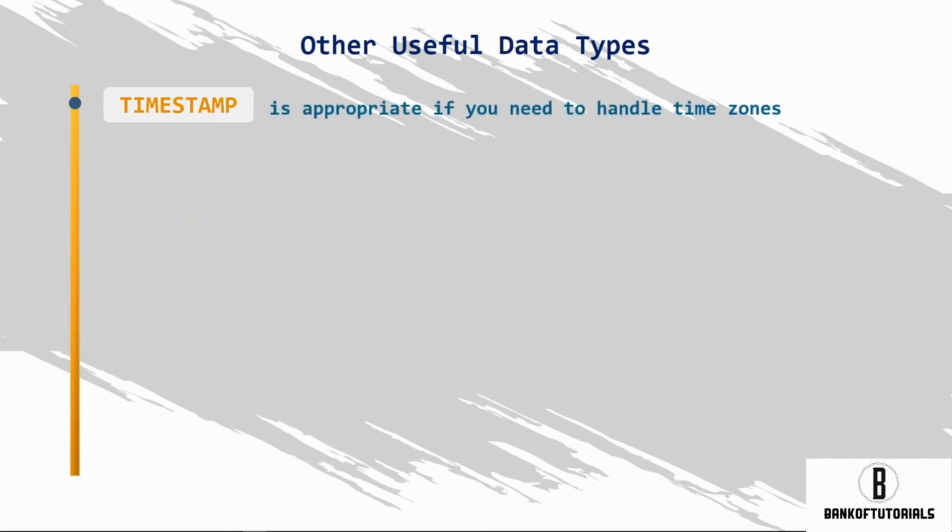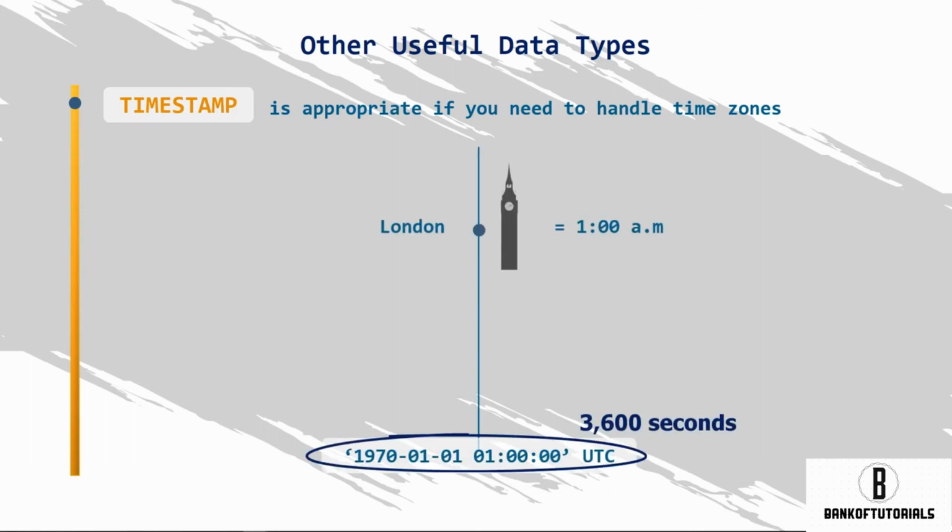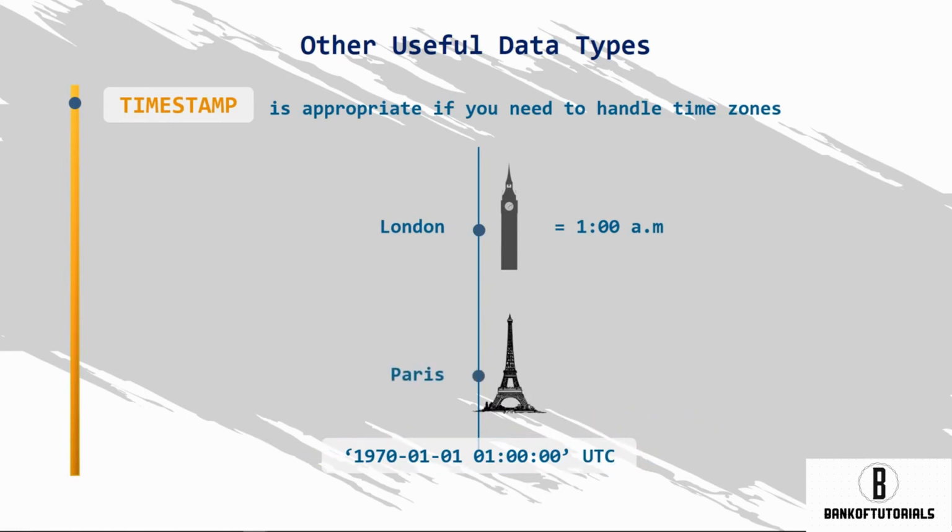The second advantage stems from the first one. Timestamp is appropriate if you need to handle time zones, something date time is not capable of doing. For someone in the UK, something might have happened an hour or 3,600 seconds after the 1st of January 1970, while in Paris, the same event would have happened 1 hour later, at 2 in the morning, as there is a 1-hour time difference. However, the latter need not be stored as 2 hours away from the 1st of January. It would still be recorded as 1 hour after the 1st of January 1970, 0 in the morning. And your computer would handle the time zone difference itself.